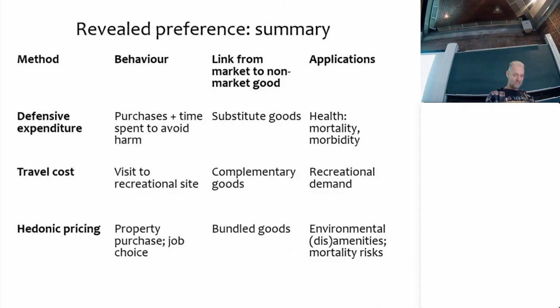So to sum up, 1 minute over time. You can use substitutes, you can use complements, and you can use bundles, right? That determines how you would do this. This is what you would do. You look at the purchases, you would look at visits. You can apply it to health risks, you can apply it to recreation, and you can apply it to all sorts of amenities around your house.